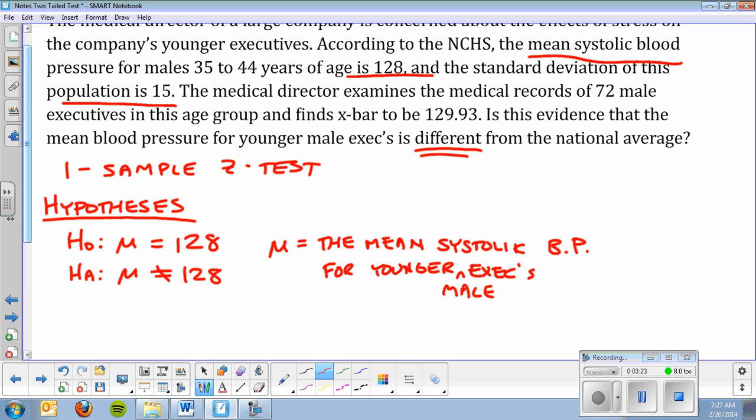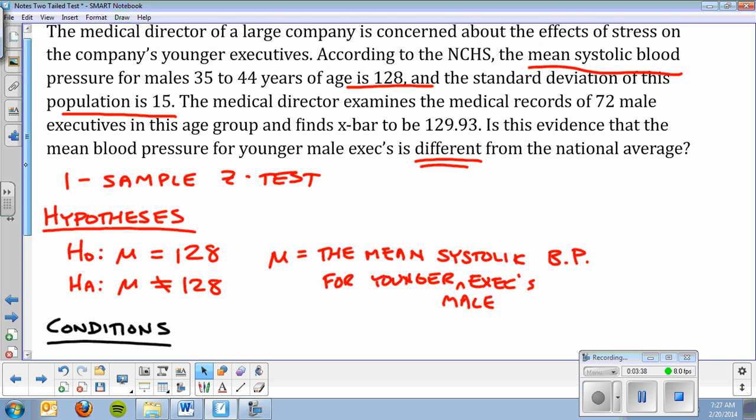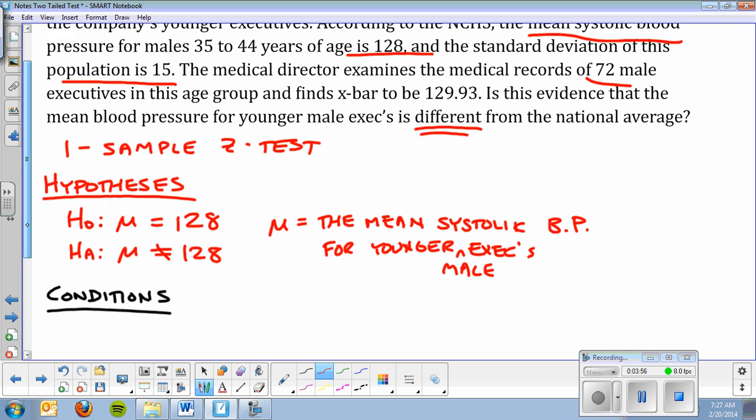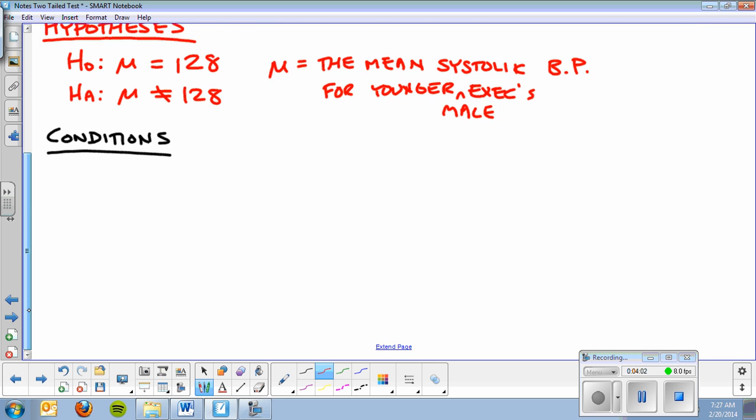All right. Now we move to the conditions, everyone's favorite part. For the sake of time in this video, we're just going to skip over this, though of course you would do this in a problem. The conditions are all met. I'll briefly discuss them. We're going to assume that this is a random sample. It doesn't say it in the problem, so we would write: assume the sample is random or results may be biased. 72 is my n. That's definitely over 30, so the central limit theorem applies. And for independence, we can assume that 10 times the sample is less than the population. So we're going to move right on to my favorite part, the calculations.